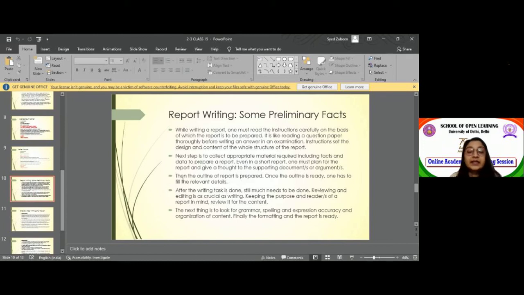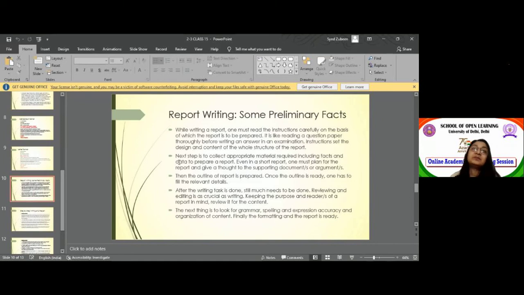Then the next step is to collect appropriate material required, including facts and data, to prepare a report. Even if you are writing a short report, we must plan the report accordingly, and we must try to gather as much information or supporting documents or arguments or statistics as are required for the preparation of that report. Then we will be preparing an outline for the report, and once the outline is ready, we will be including all of the relevant details in the report, right? Just the way we looked at other writing exercises, where there was a planning stage or a preparation stage, and then there was a writing stage, right?